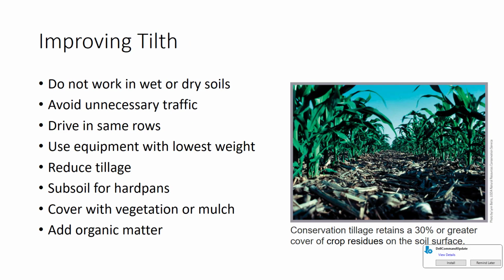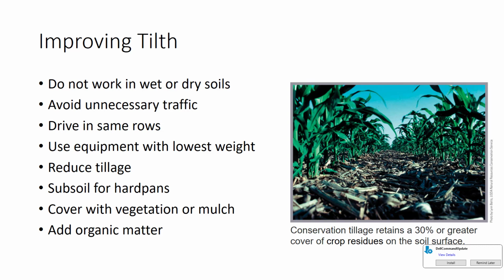Improving tilth is largely a matter of improving structure and avoiding compaction or crusting. The following practices can help protect or improve tilth. Never work wet or quite dry soils. Avoid unnecessary traffic over the soil and drive in the same rows using equipment with the lowest practical weight. Reduce the number of tillage operations or use conservation tillage.